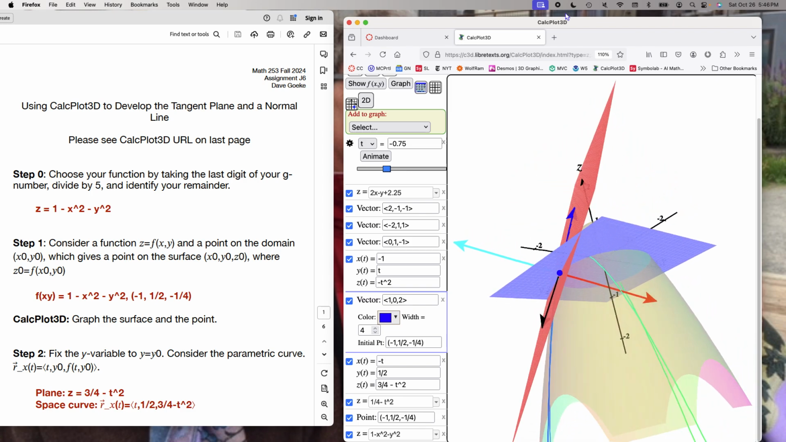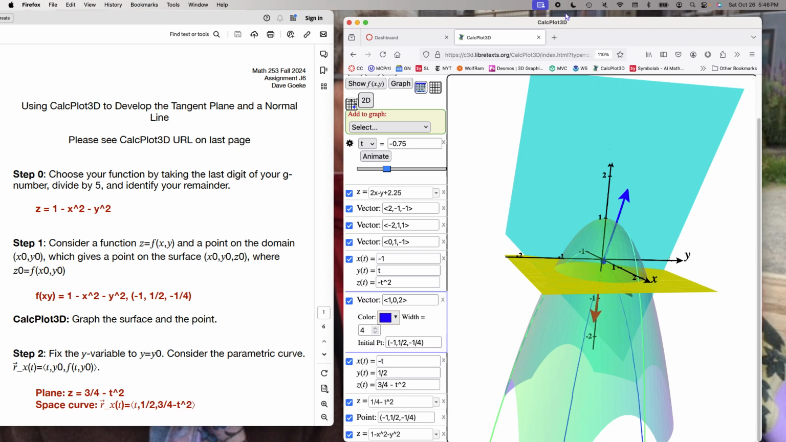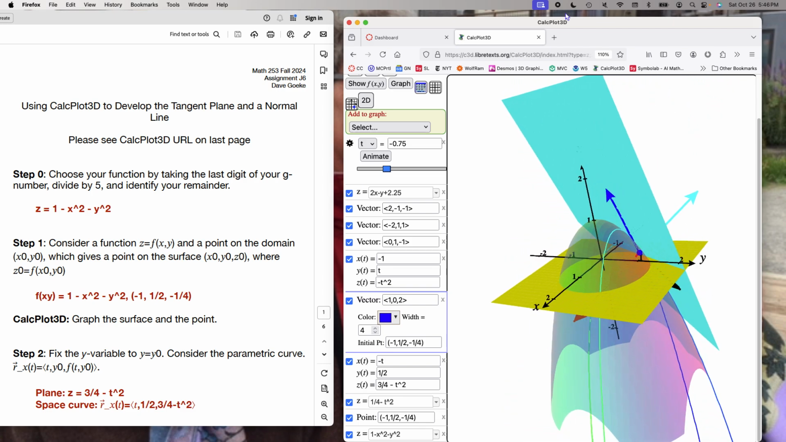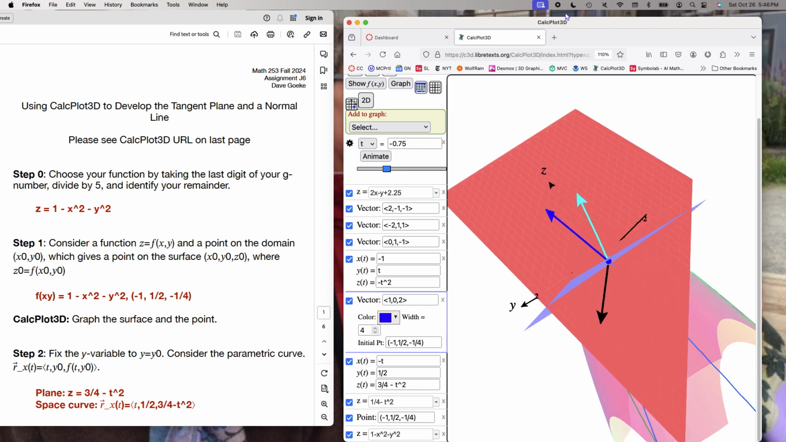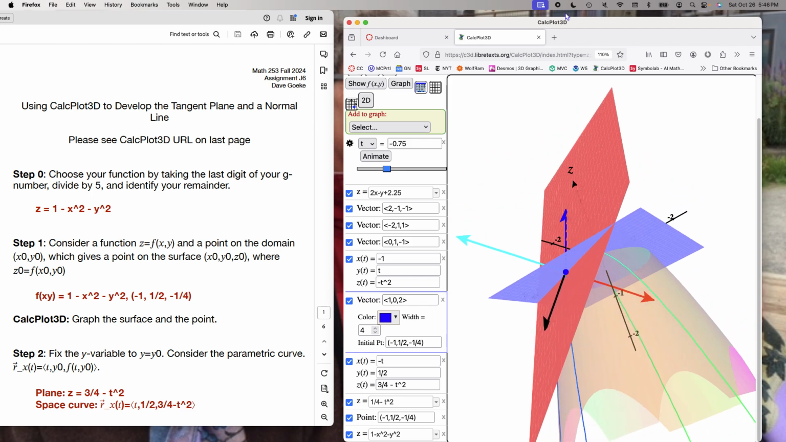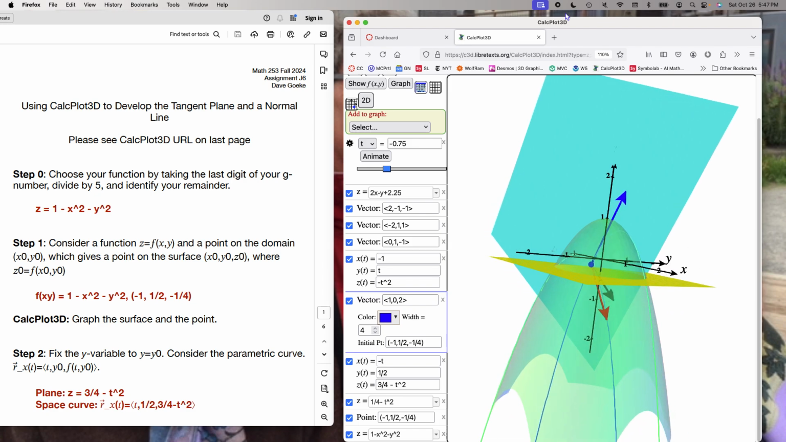In this video, you will see how to complete assignment J6. This is an 8-step assignment to compute the expressions for 3D surfaces, space curves, functions with 3 variables, points, tangent and normal vectors, and planes, all using CalcPlot3D.